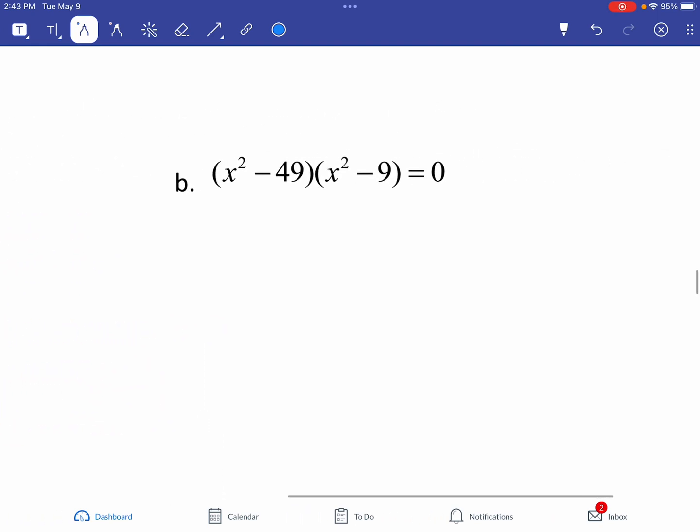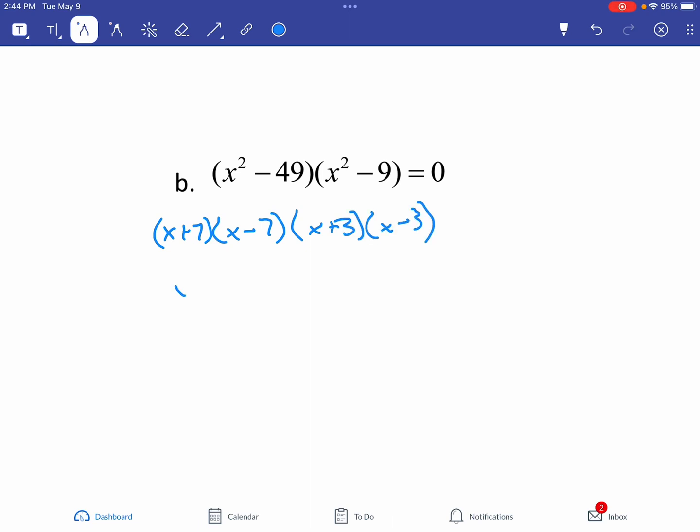Part B, I have 2 things multiplied together that are also difference of 2 squares. There's no point in multiplying them out. Please do not do that. Okay, x squared minus 49 is x plus 7 and x minus 7. X squared minus 9 is x plus 3 and x minus 3. I set all of them equal to 0. I solve all of them. X will equal, if I subtract 7, negative 7. If I add 7, positive 7. Subtract 3, negative 3. And add 3, positive 3.